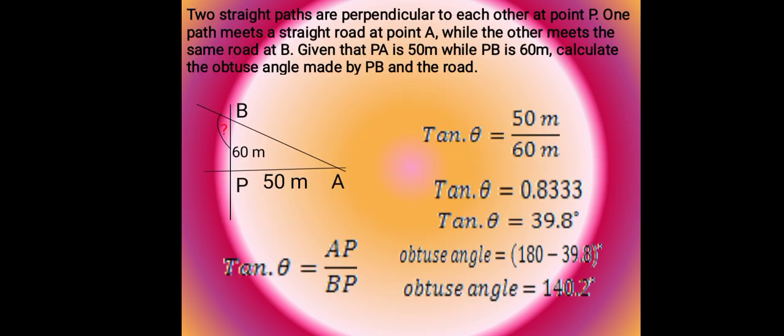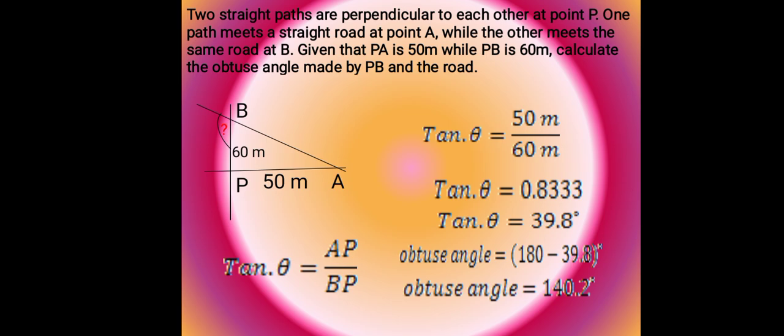Two straight paths are perpendicular to each other at point P. One path meets a straight road at point A, while the other meets the same road at B. Given that PA is 50 meters while PB is 60 meters, calculate the obtuse angle made by PB and the road.